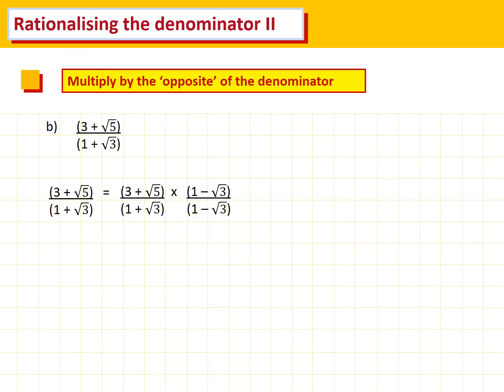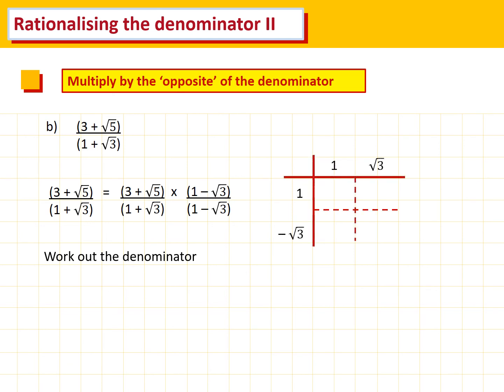Then we're going to multiply the two denominators. Very quickly, 1 times 1 is 1. 1 times root 3 is root 3. Negative root 3 times 1 is negative root 3. And negative root 3 times root 3 is negative 3. And we put that together, we end up with negative 2 because we have 1 subtract 3, which is negative 2, and root 3, take away root 3, that cancels out, and so we're just left with negative 2.